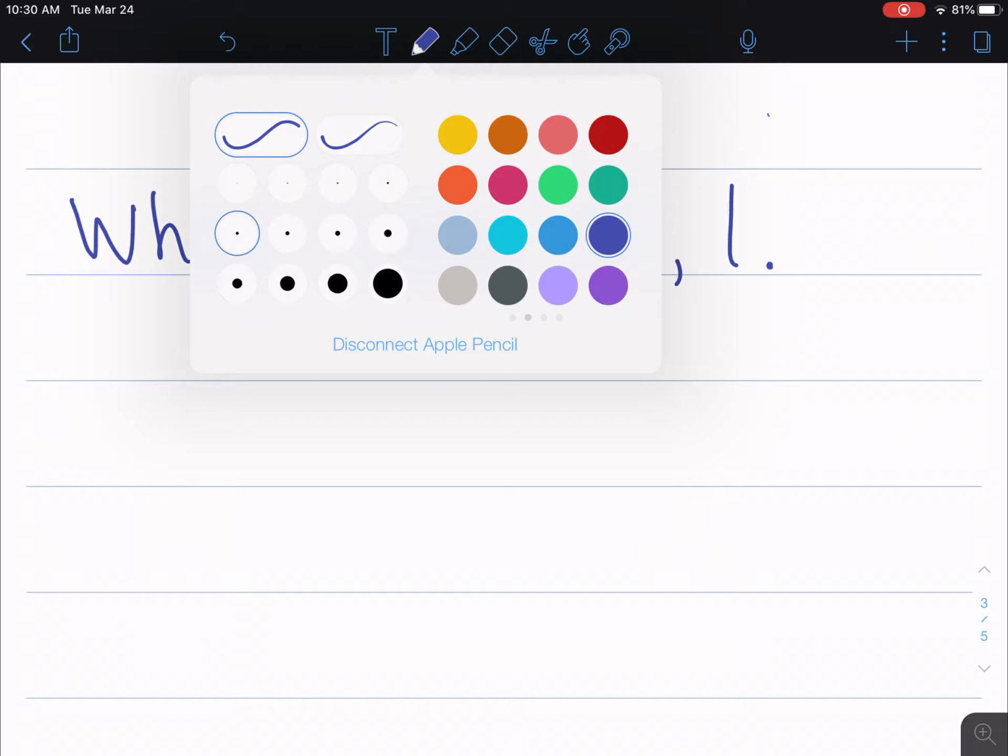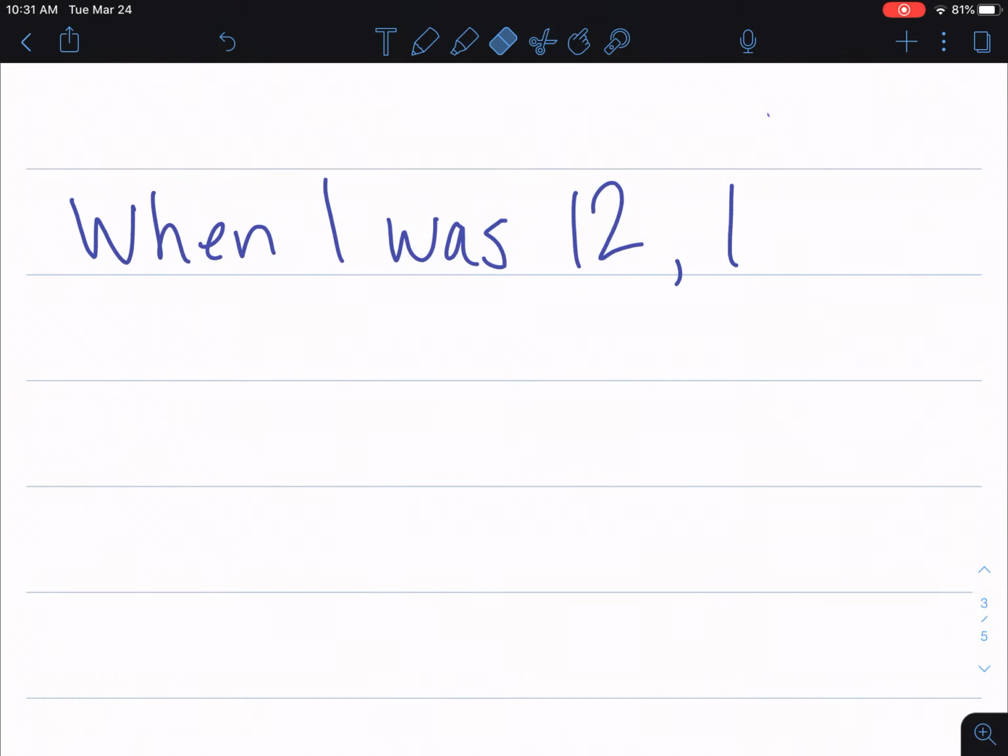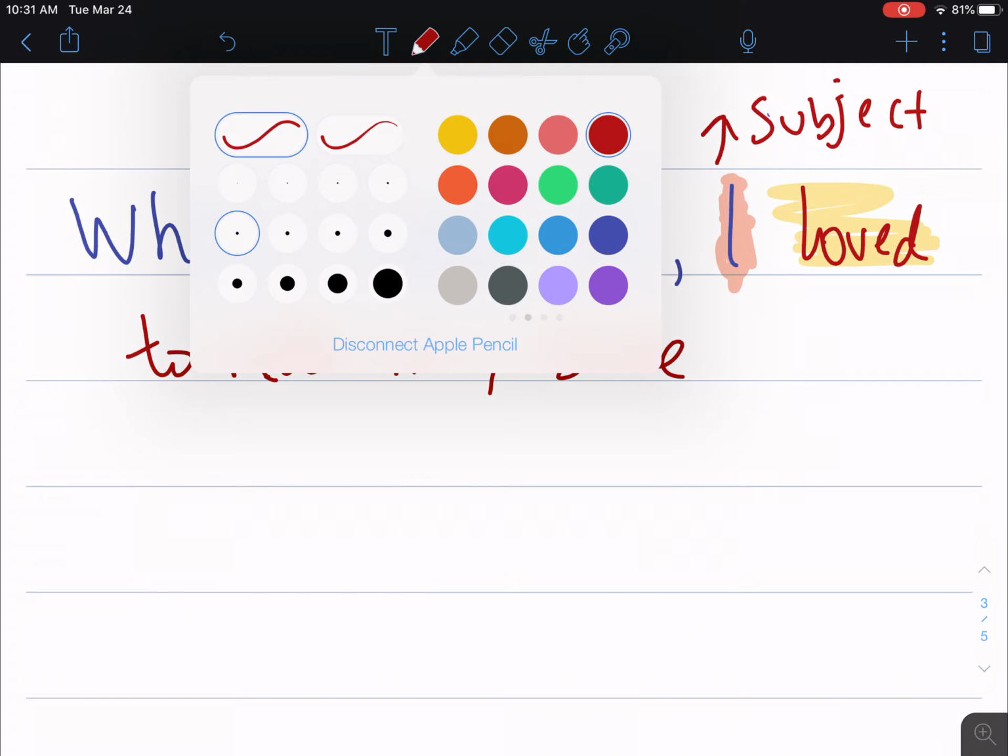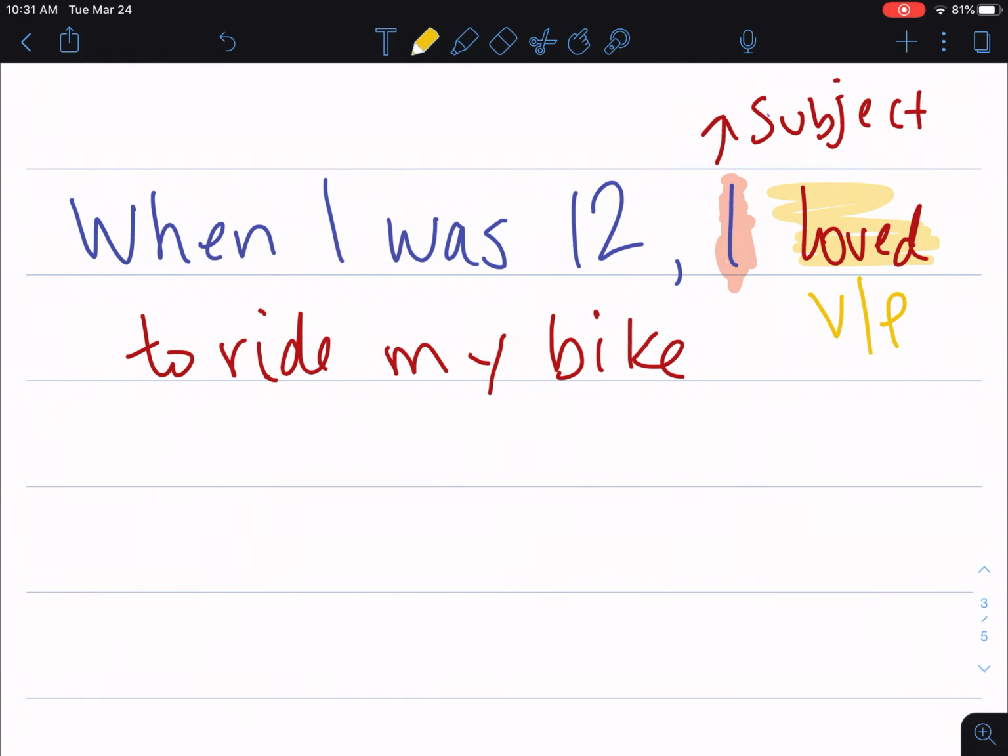Now I can fix this by saying, when I was 12, I loved to ride my bike. So I have the subject, me. That's my subject. And I have the verb, loved. That's my verb, my predicate verb. That's telling me what action I'm doing. And now it's a complete sentence. So that was a sentence fragment.